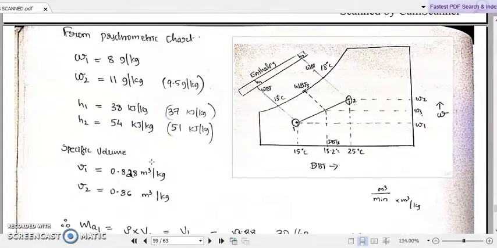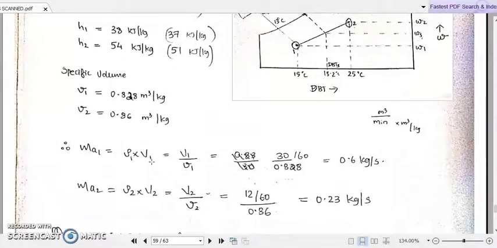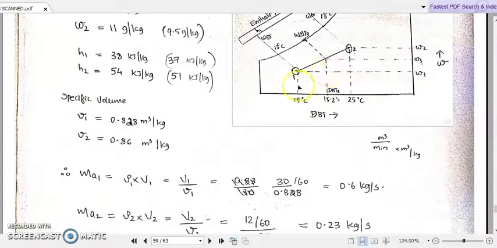Then the specific volumes also. We can find the specific volume. There are various specific volume lines passing through the psychrometric chart. In the introduction to psychrometric chart video, I have mentioned where we can find the specific volume lines. The specific volume corresponding to point 1 will be nu 1, that will be 0.828 meter cube per kilogram. The specific volume corresponding to point 2 will be nu 2, that is 0.86 meter cube per kilogram.